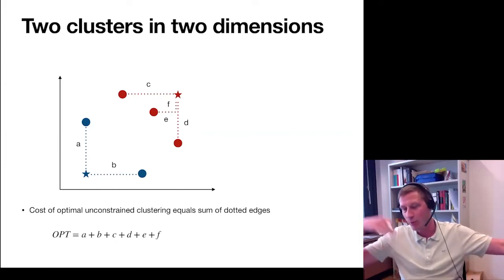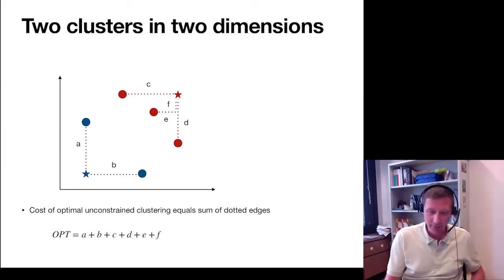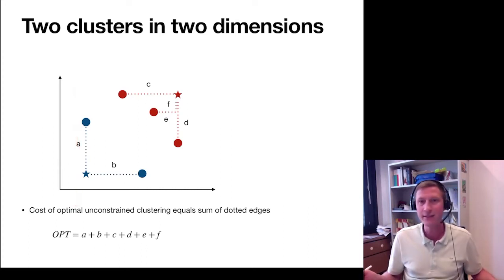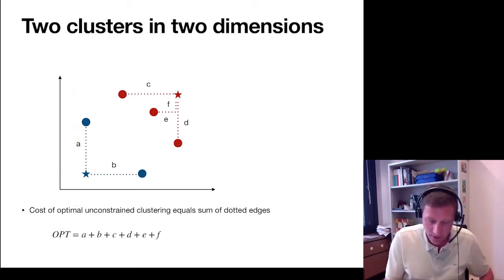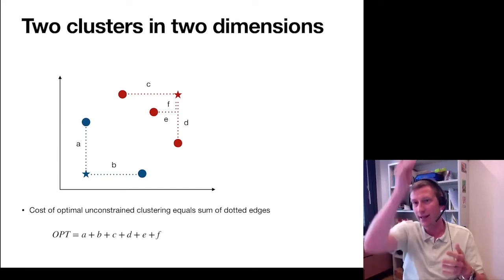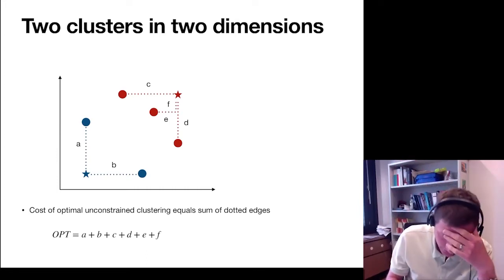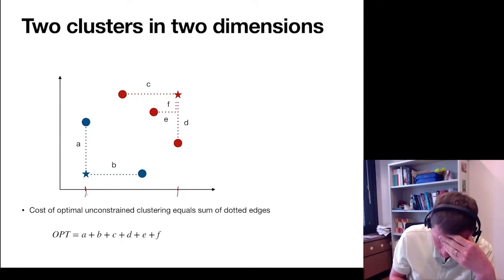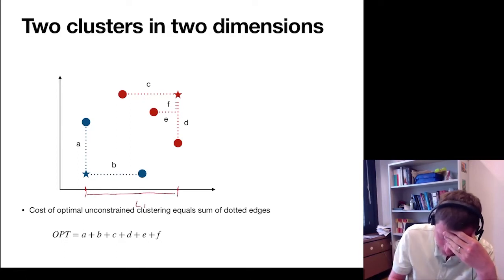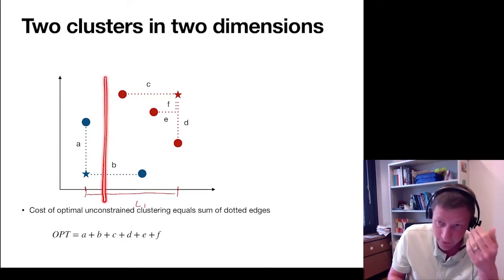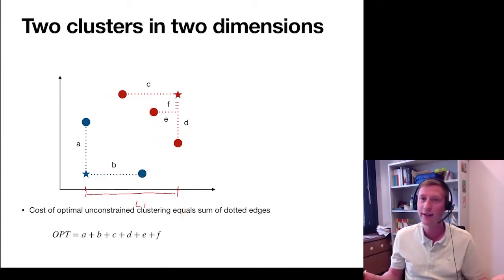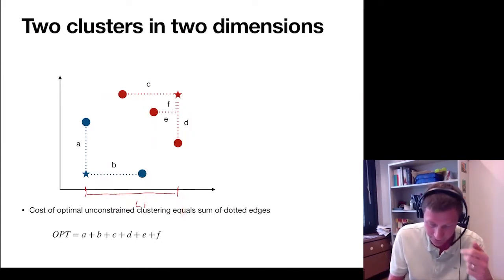Now, I want to output a threshold tree with one leaf for the blue guy and one leaf for the red guy. So it doesn't make sense to have a cut over here because it doesn't separate the two centers. Any cut along the x-axis should be somewhere in between this guy and this guy. I could cut here, then I separate the blue from the red. I could cut here, then I separate. But it doesn't make sense to cut outside there because then I don't separate the centers.